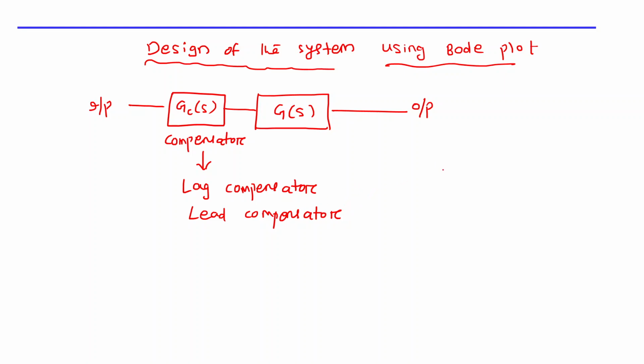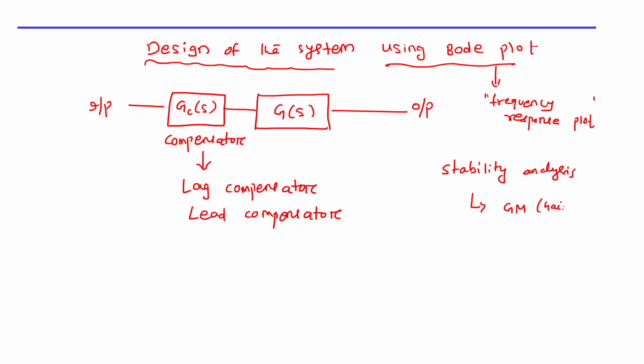Other things you need to do: you have to do the stability analysis. The Bode plot is just a frequency response plot. So you need to find out the system stability. What are the parameters that will decide that? You need to find out the gain crossover frequency, or you can simply call it gain margin. The gain margin you can find out. I'm just writing it: gain margin.